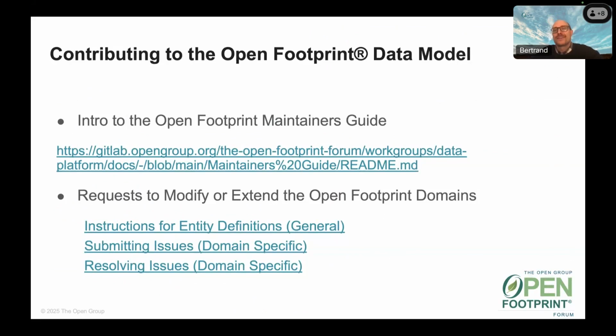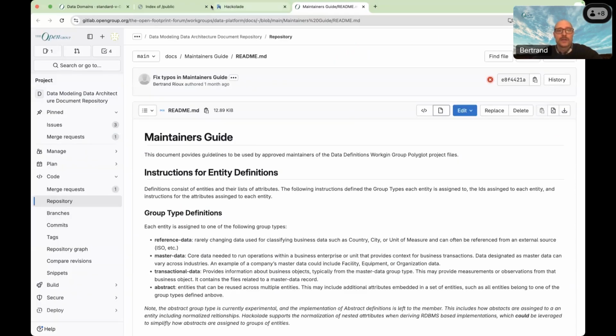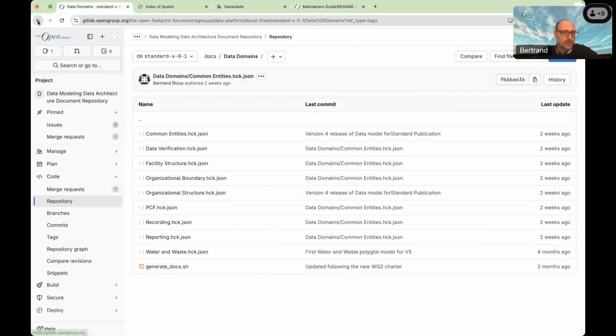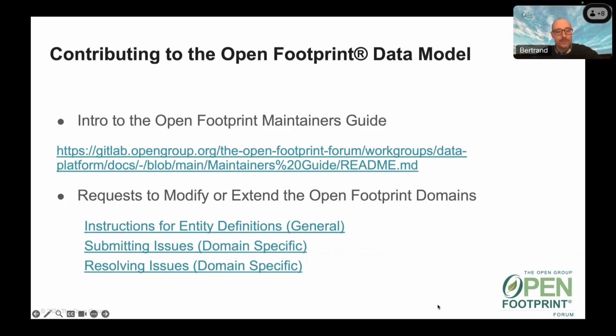Yeah, so now, if you're a current member of the forum, or you're looking to join, and you want to go beyond just consuming the work, and you want to contribute back, we have a detailed maintainers guide, again within our GitLab, that gives you instructions on how to manage the entity definition, so these various tables within our domains. How can you submit issues and then resolve issues? I won't go into the detail now, but all of those resources are available to help you onboard into this community and start collaborating.